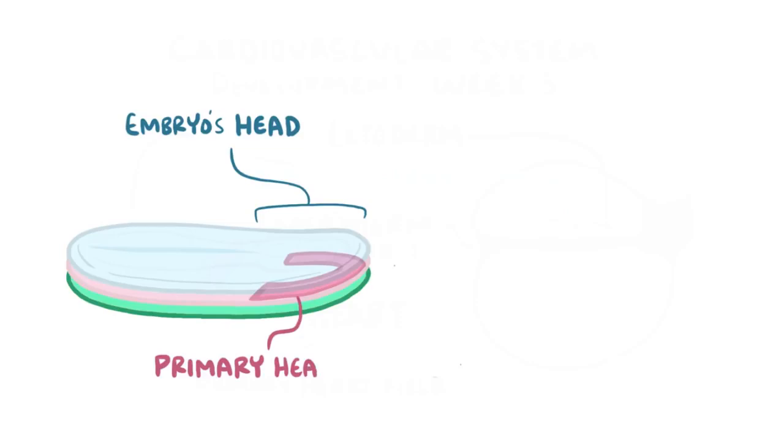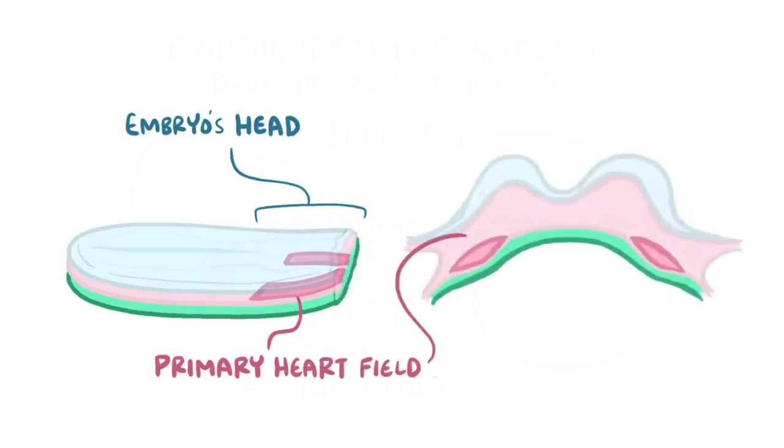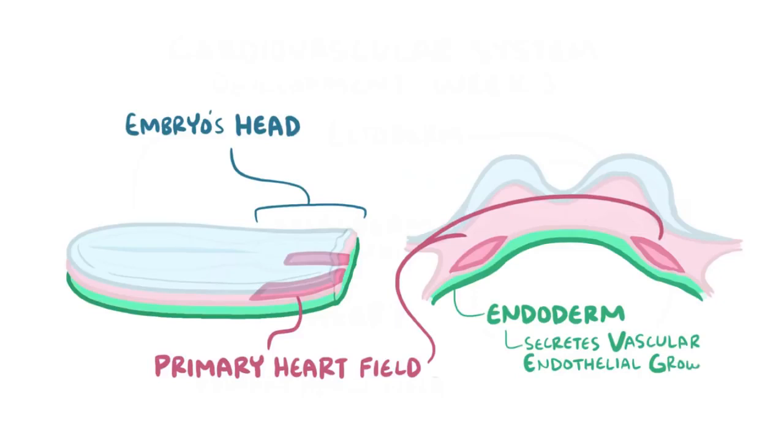Okay, so let's take a transparent look at the mesoderm of this 3-week-old creature. Mesoderm cells go through the primitive streak and make their way up to the embryo's head, and this forms an area that's called the primary heart field, and it's horseshoe-shaped and has two limbs, one on either side of the future brain. This region lies on a blanket of endoderm cells which secrete vascular endothelial growth factor, or VEGF for short.